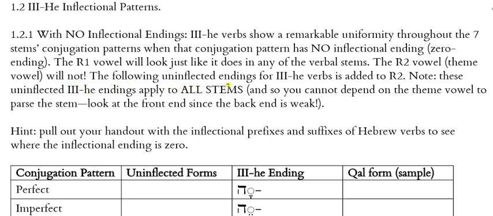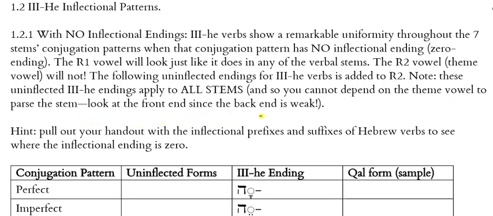And so the following uninflected endings for 3-hay verbs are going to be added to root 2. So root 2 won't take its normal theme vowel. Instead, we're going to add these endings that we see below here. Now, I want you to note that the uninflected 3-hay endings are going to apply to all stems. And so that means you cannot depend on the theme vowel to parse the verb's stem.